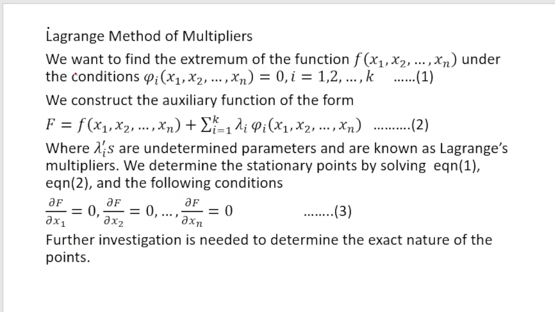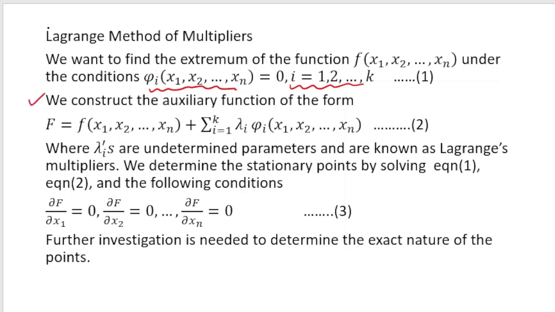So what is the method? Suppose we want to find the extremum of this function f of x1, x2, ..., xn under the conditions given by this. How many conditions in total are there? In total there are k conditions, because i can take values from 1 to k. So there is phi1 of x1 to xn equal to 0, and phi2 of x1 to xn equal to 0. So there are k conditions.